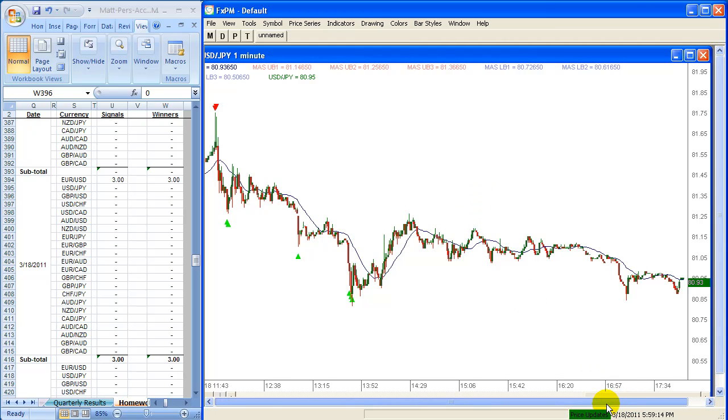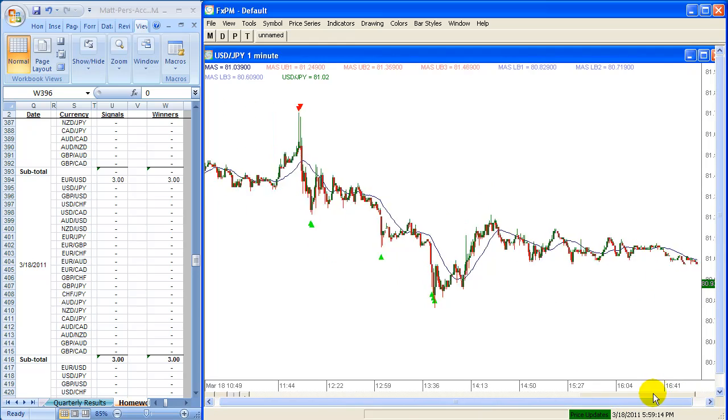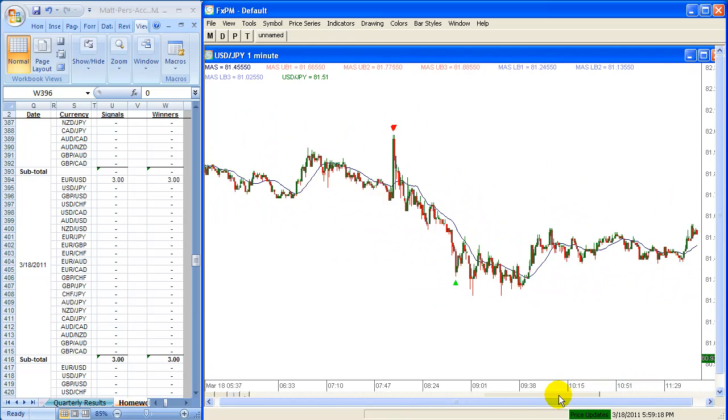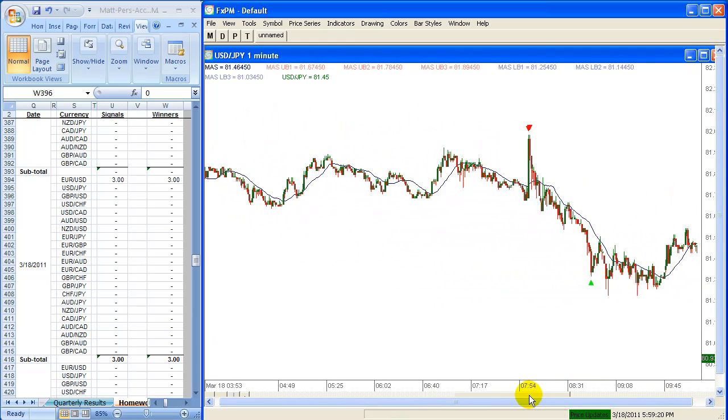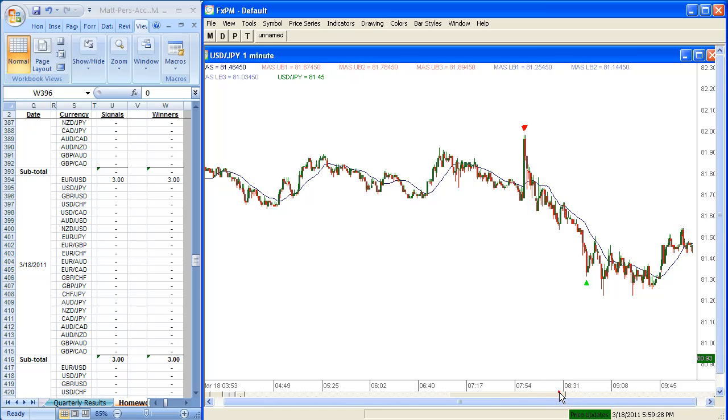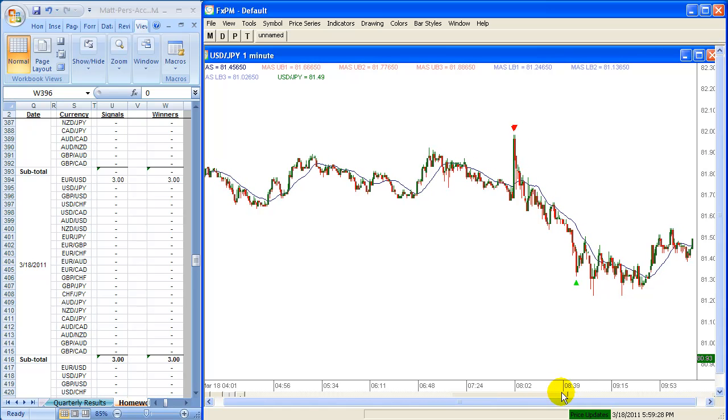So I'll go ahead and grab this scroll bar here and scroll back. Dollar yen throughout the morning, what it did and what signals there were for this currency pair. Now, I know the yen especially right now, there's a lot of news out of Japan, and there's a lot of uncertainty about what's going on there. So the yen has been all over the place.